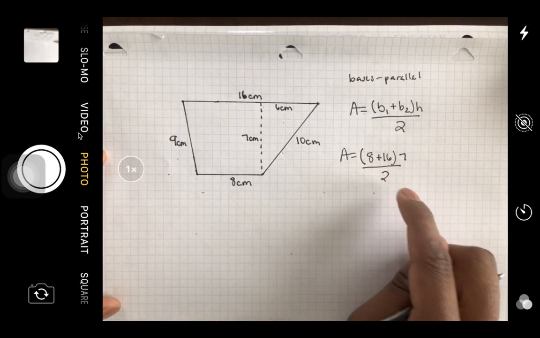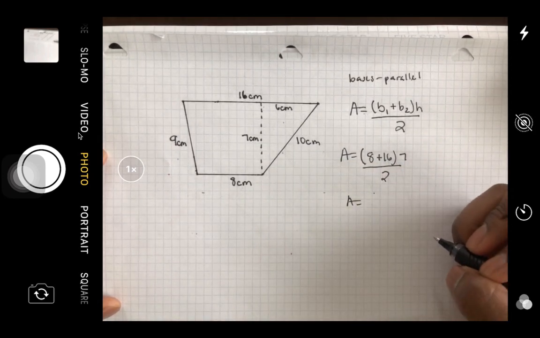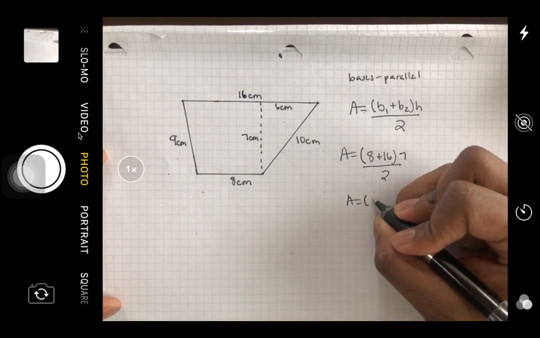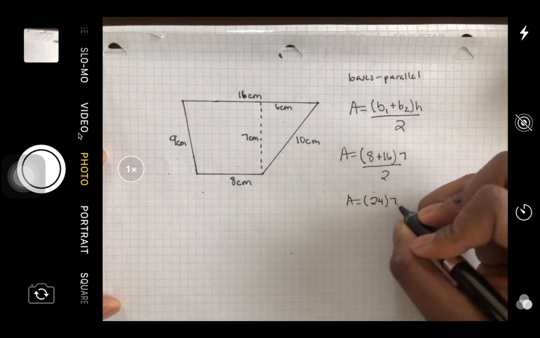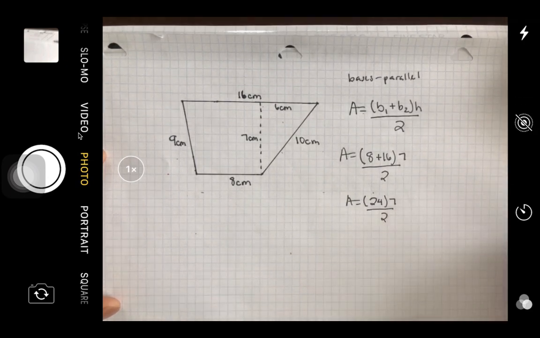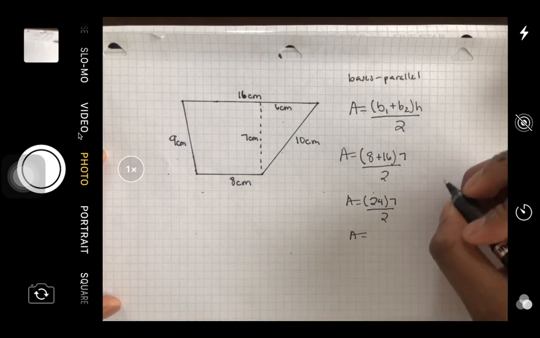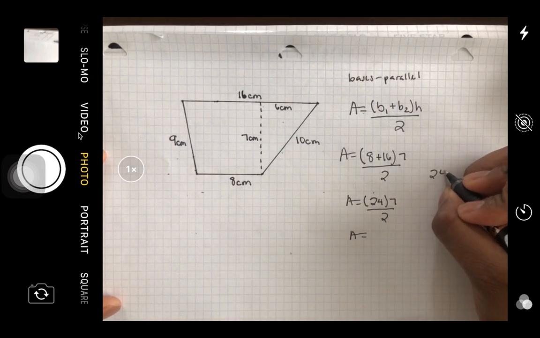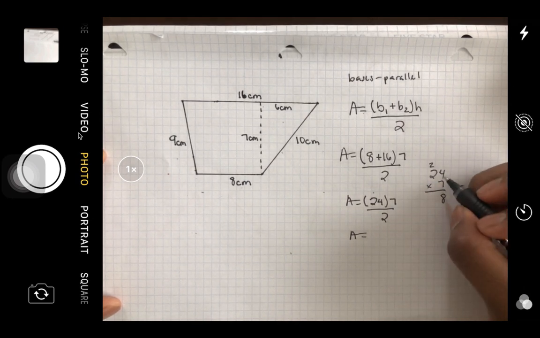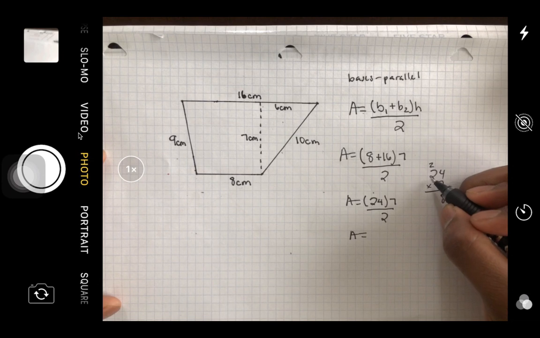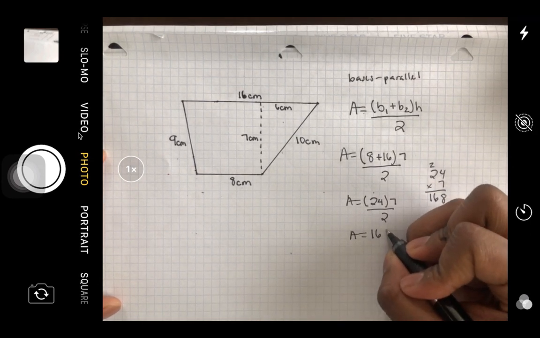Once I have everything inputted, now I can actually do my math. I'm going to do my parentheses first, which means I'm going to add first. 8 plus 16 is 24. Multiply that by 7, then divide by 2. Okay, well, let's do that again. Now I got to multiply. What's 24 times 7? I'm going to do my math here on the side. 4 times 7 is 28. 2 over here. 7 times 2 is 14, plus 2 is 16. So I have 24 times 7 is 168.